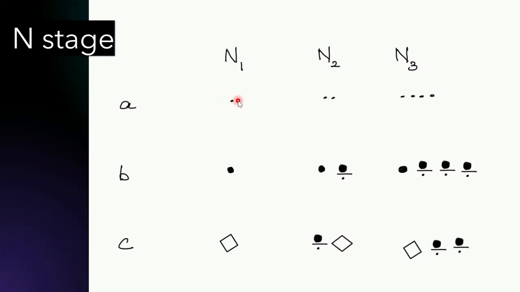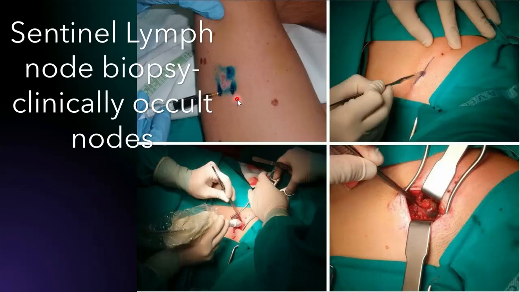Then a question comes: how will we understand a clinically occult lymph node? A clinically occult lymph node is detected by sentinel lymph node biopsy.